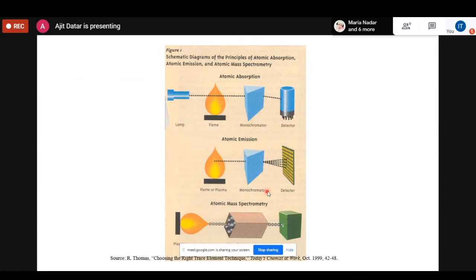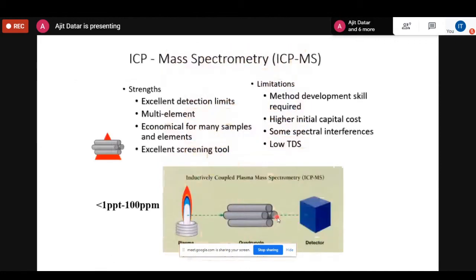So both these equipments can do both qualitative and quantitative analysis, while the atomic absorption can do only quantitative analysis. So this is your ICP-MS, which gives you, this is the plasma, this is the quadrupole mass analyzer, which is the detector, and you can go down to very, very low level, parts per trillion level.